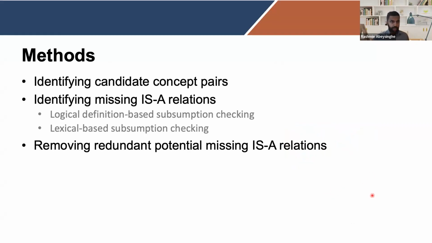So these are the major steps of our approach. First, we identify candidate concept pairs that we look for ISA relations in. And then there are two aspects of subsumption checking: logical definition-based subsumption checking and lexical-based subsumption checking. And the resultant set of potential missing ISA relations is further refined by removing redundant missing ISA relations.